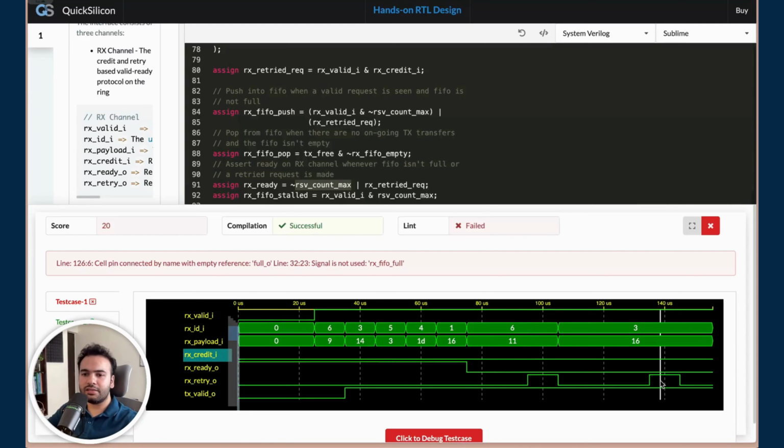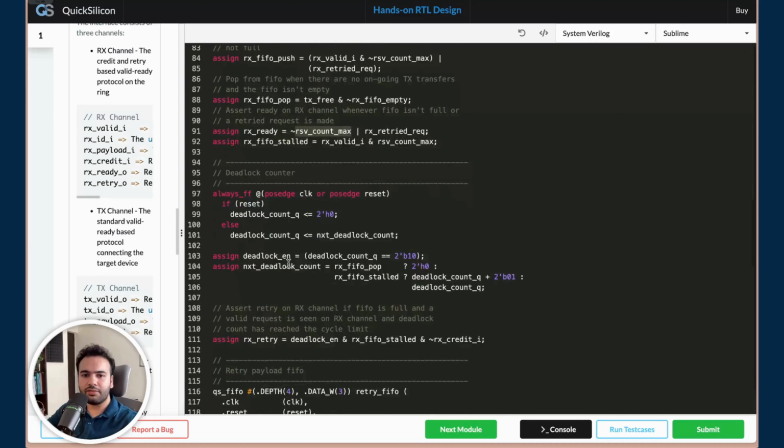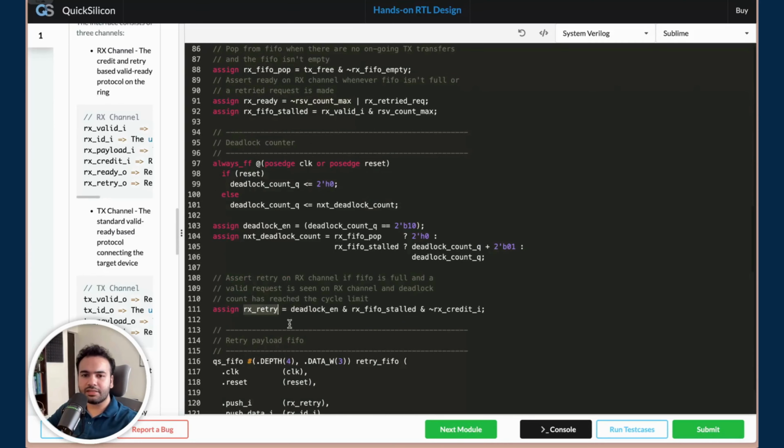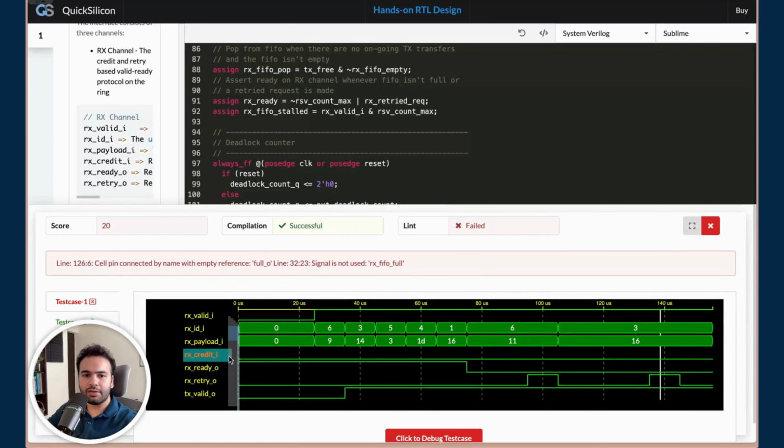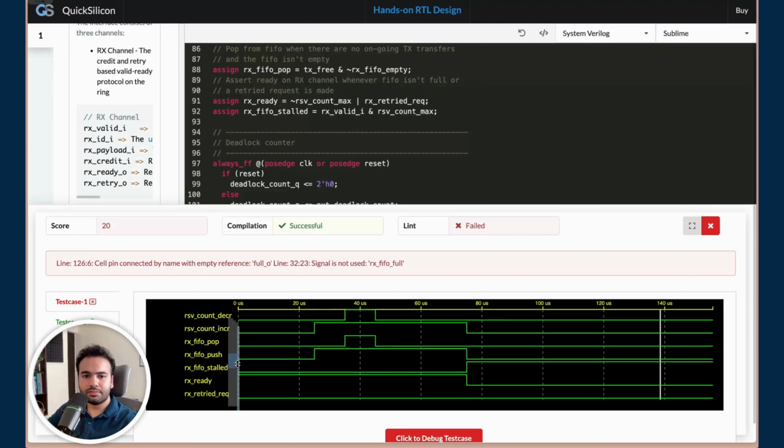Now on the next cycle, the retry is again getting asserted, but it is taking an extra clock cycle, which means there's something wrong happening with the retry logic. So let's take a look at the retry logic itself. The retry gets asserted when we have something called a deadlock enable signal asserted, the FIFO is stalled, and there is no credit. We did have a look at the credit, it was not asserted. Let's check the RX FIFO stalled value, whether that is asserted or not. The RX FIFO stall is also asserted, so this condition is also met.